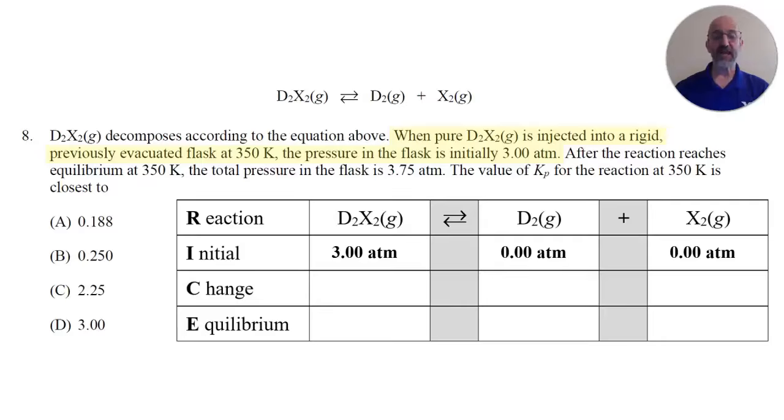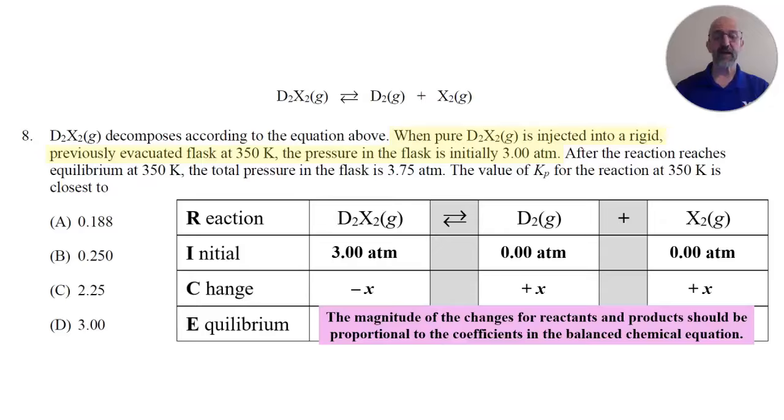Now, in terms of the change, I will put the change in terms of x. So that would be minus x, and plus x. And as I had mentioned for question 7, the magnitude of the changes for the reactants and products should be proportional to the coefficients in the balanced chemical equation. And with coefficients of 1, 1, and 1, that's why the magnitude of the change would be x, x, and x. Again, minus to represent a decrease in the partial pressure of D2X2, and then plus to represent an increase in the partial pressures of D2 and X2.